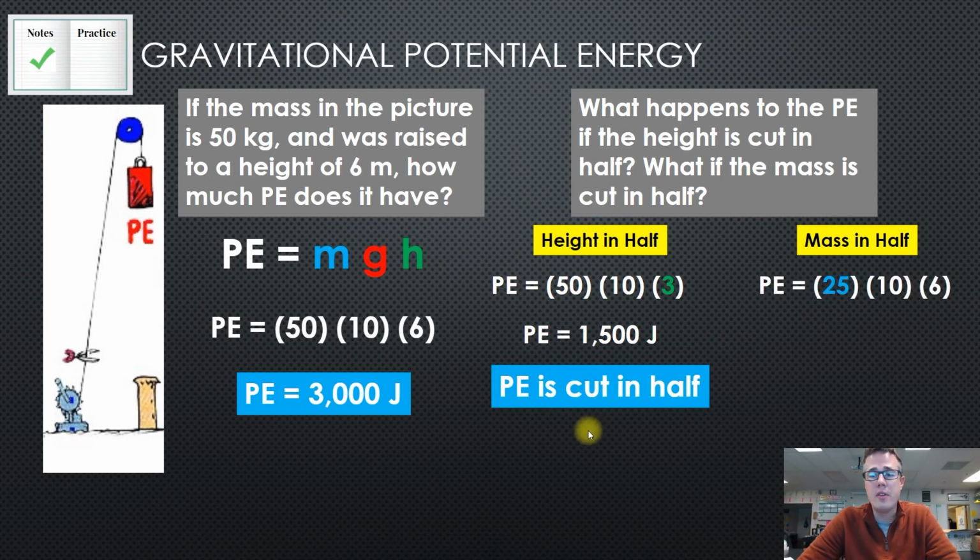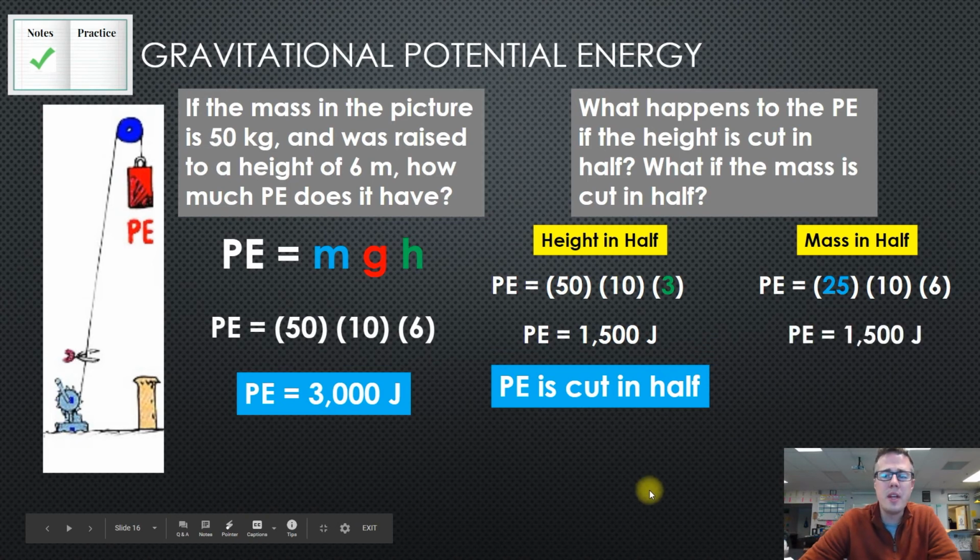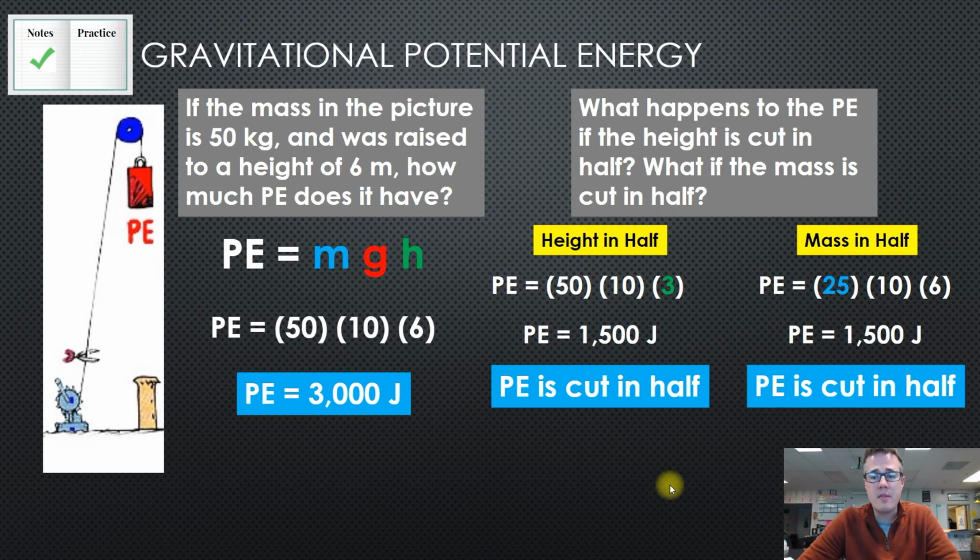Let's do mass instead. So if we cut the mass in half, instead of 50, we're going to go with 25, but we're still going to keep the other two numbers. So cutting the mass in half, we go 25 times 10 times 6, and we get 1,500 again. So cutting the mass in half also makes the energy cut in half.